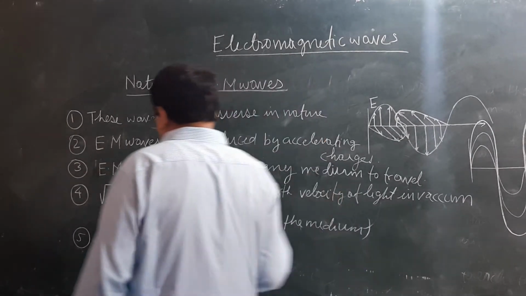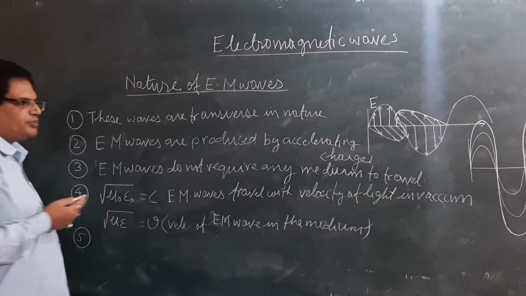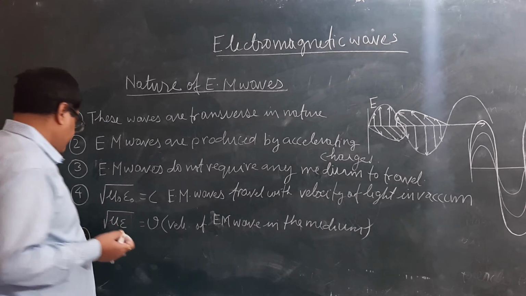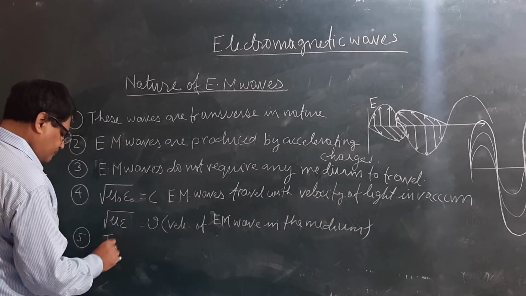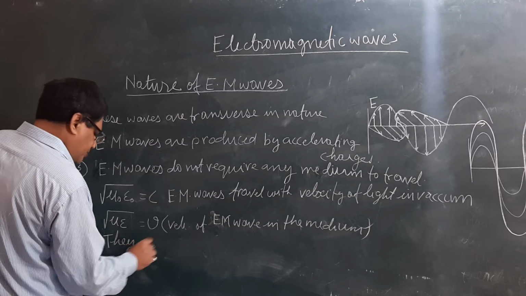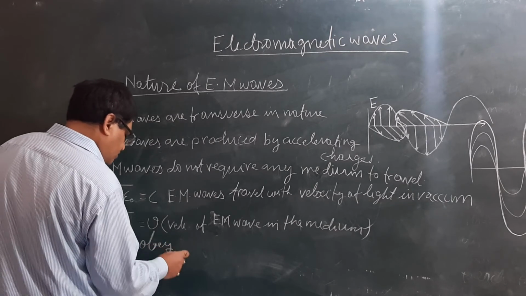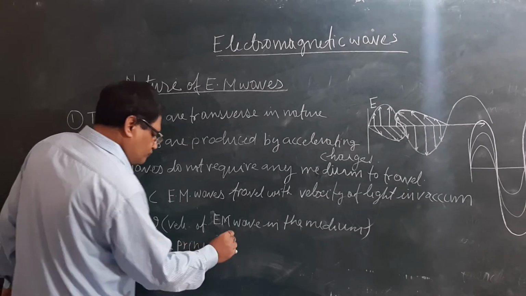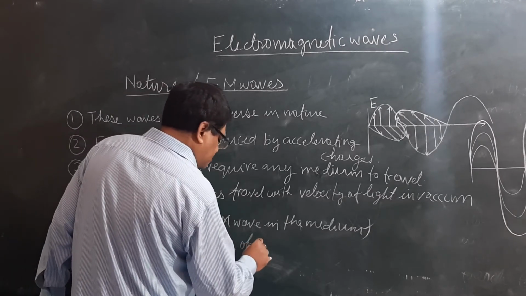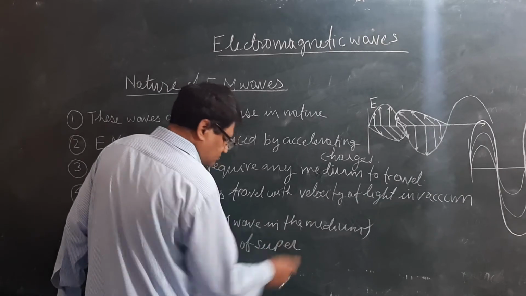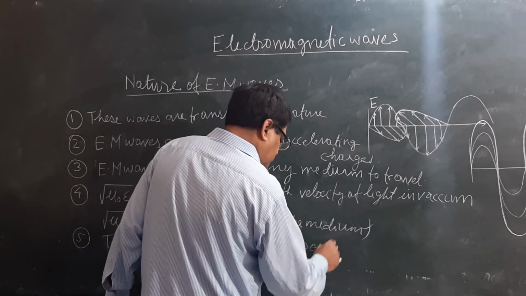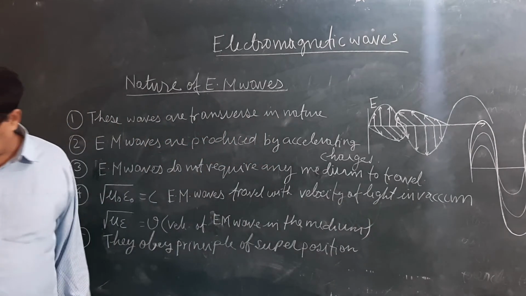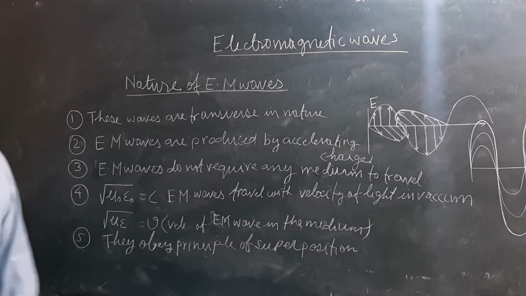So electromagnetic waves also obey the principle of superposition because they are transverse waves. So they obey the principle of superposition. So this was the fifth property.